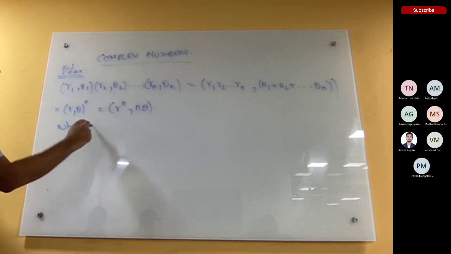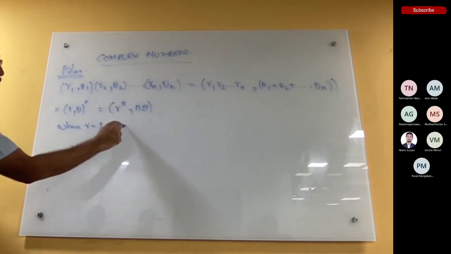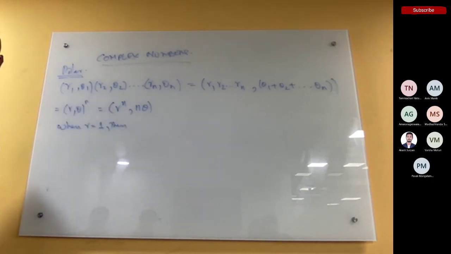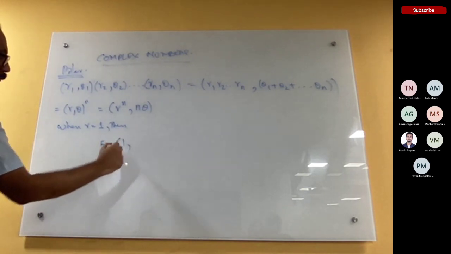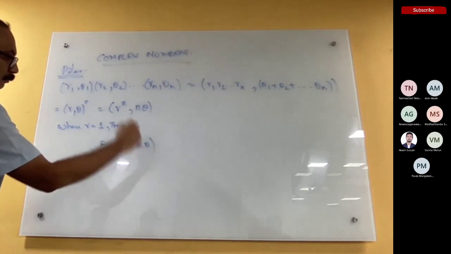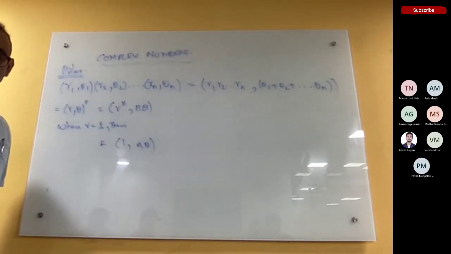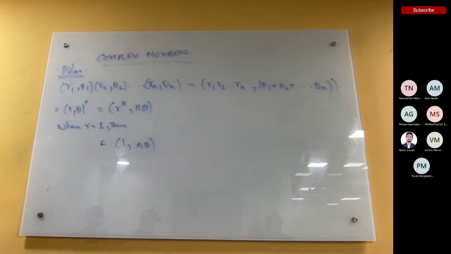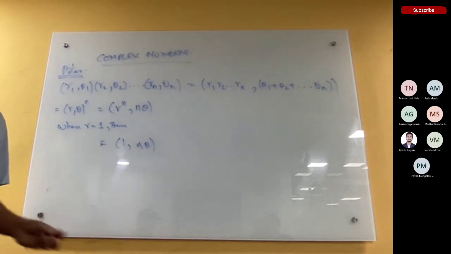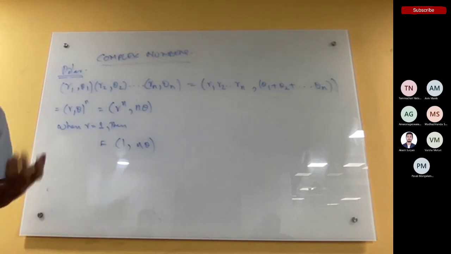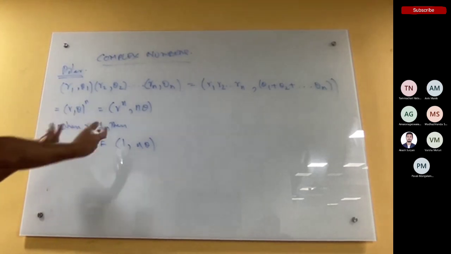When R equals 1, then cos n theta plus i sine n theta. Very important. Very, very important result. Because unit vectors. Entire life is unit vectors. So you do that.